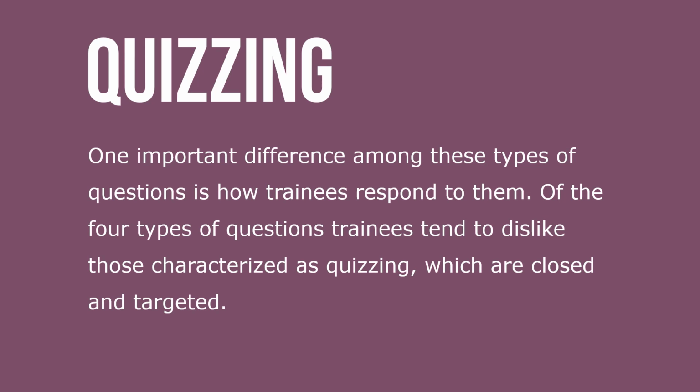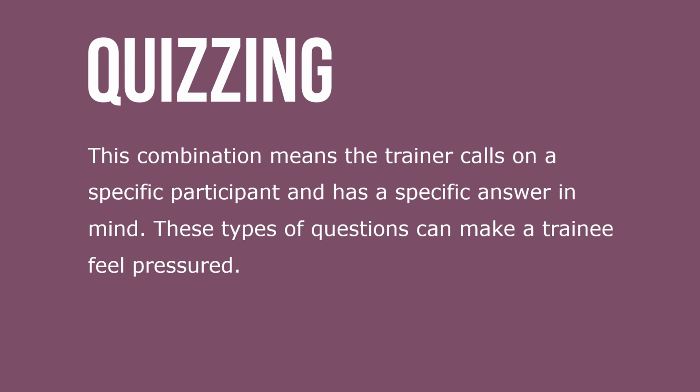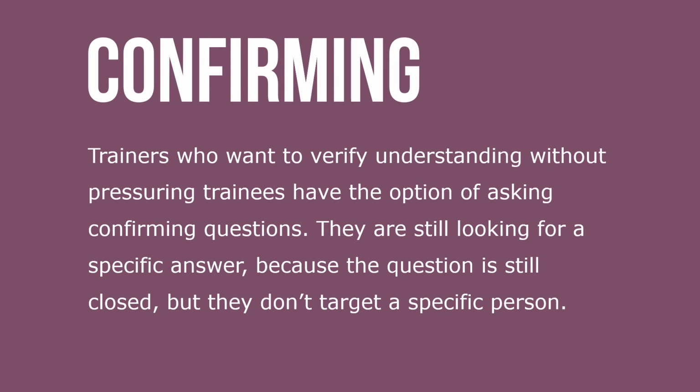Of the 4 types of questions, trainees tend to dislike those categorized as quizzing, which are closed and targeted. This combination means that the trainer calls on a specific participant and has a specific answer in mind. These types of questions can make a trainee feel pressured. Trainers who want to verify understanding without pressuring trainees have the option of asking confirming questions. They're still looking for a specific answer because the question is still closed, but they don't target a specific person.